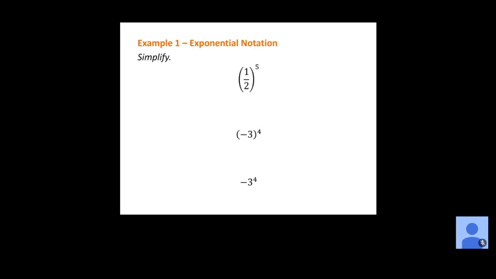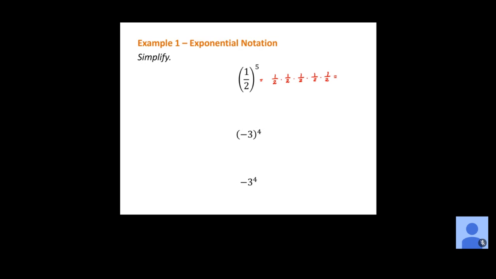All right, so if we want to simplify this first one here, we've got 1/2 to the 5th power. Now, if you have a calculator, obviously you could put 1/2 to the 5th power in there. I'm going to write this all the way out so we can see what's actually happening. So we're multiplying the base 1/2 times itself 5 times. So that's 1/2 times 1/2 times 1/2 times 1/2 times 1/2.